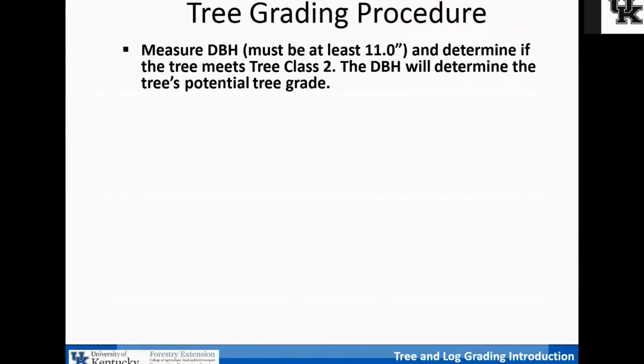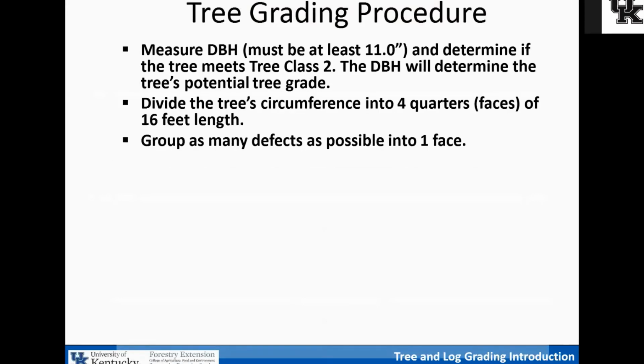So some steps in tree grading. First, you want to measure the DBH. That's your diameter at breast height, and that's 4 feet above the ground. It must be at least an 11-inch tree, and the DBH is going to determine the tree's potential tree grade.